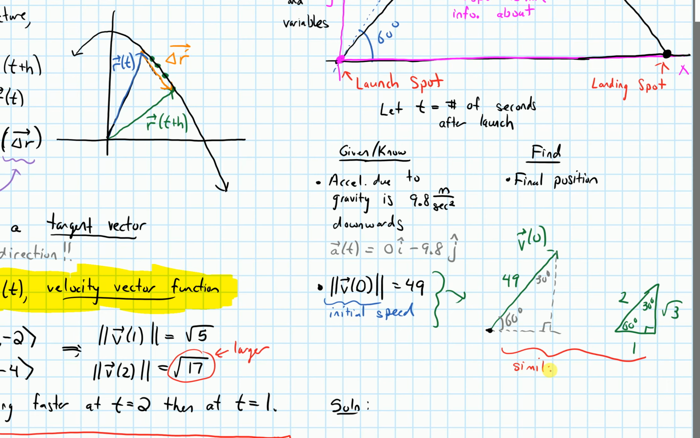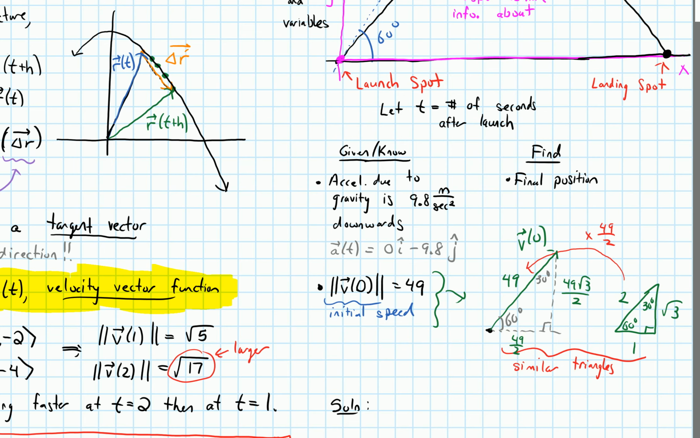Similar triangles. In fact, the common ratio between these is, to get this hypotenuse to become that hypotenuse, we have to multiply by 49 over 2. So I do the same thing to each of the legs to get the legs of this larger triangle. The vertical leg is going to be 49 root 3 over 2, and the horizontal leg is going to be 49 over 2.